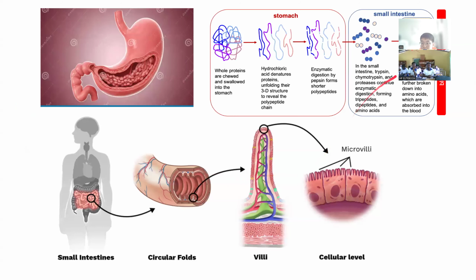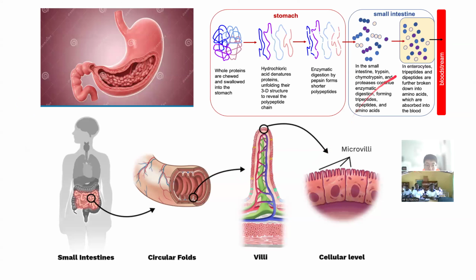This next picture gives us a clearer sense. So, the most important takeaway message from this is that the small intestine is where the nutrient absorption happens. So, these are the steps.